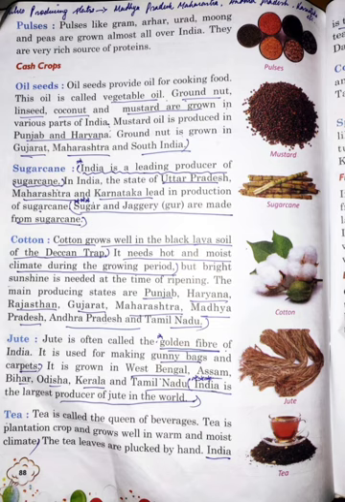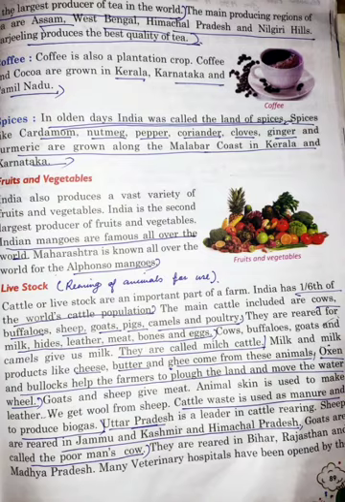Tea. Tea is called the queen of beverages. Tea plantations need a warm and moist climate. The tea leaves are plucked by hand, and India is the largest producer of tea in the world. The main producing regions of tea in India are Assam, West Bengal, Himachal, Nilgiri, Darjeeling, etc. Among all the states, Darjeeling produces the best quality of tea.